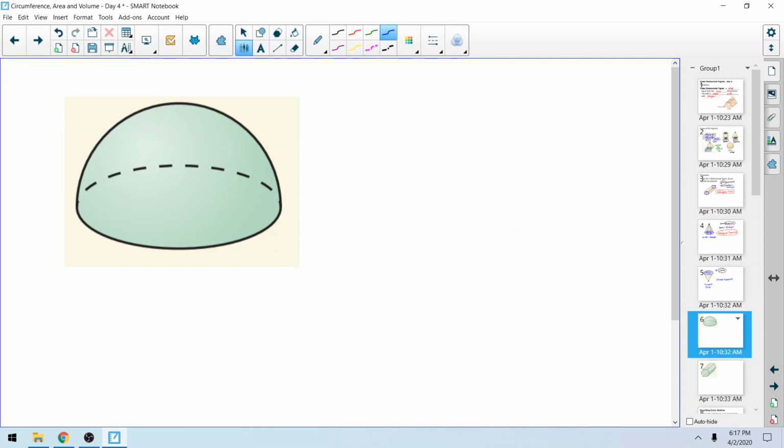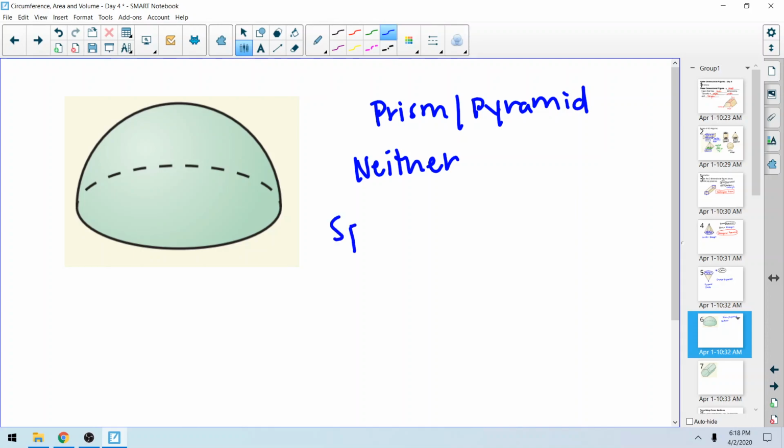Okay. This guy. Prism. Pyramid. And then I hope you're thinking in your head, but Mrs. Fischler, you just told us neither. Yeah, this is neither. So he's kind of falling into that category of the sphere or the ball, but we don't call it a ball because we're grown-ups. Okay? So this is a sphere, but it's not a whole sphere.